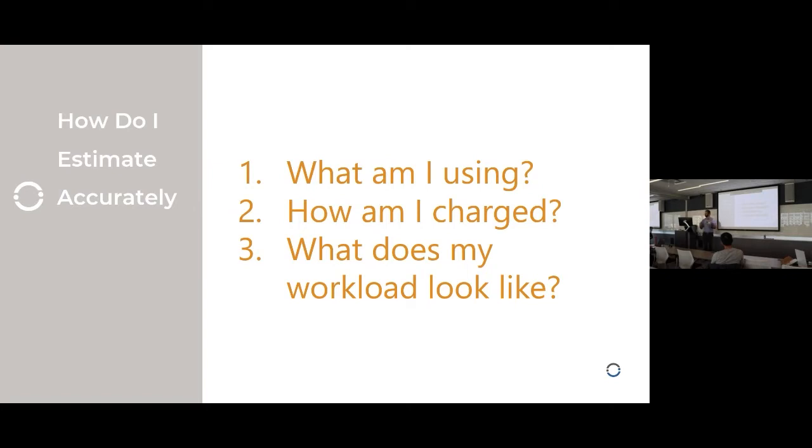Once you've actually chosen the components that you're going to be using, you need to understand how you are charged for each of those components. Like I said, for storage, you're charged based off of the actual amount of data that's in there, or for a dedicated SQL pool, you're charged for it being up and running. Is it available to my end users? The hard part is that last one. What does my workload look like?